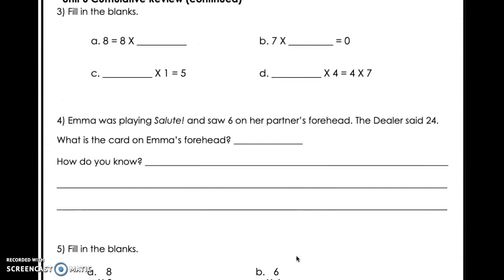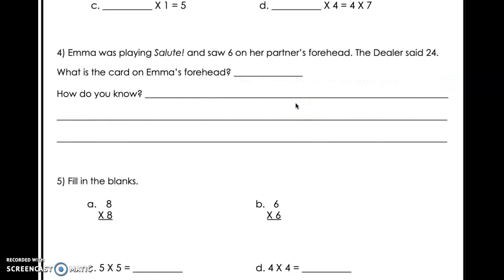Now we're moving on to the next one. It's just filling in the blanks. 8 times what is 8? 1. 7 times what is 0? 0. What times 1 is 5? 5. Now here, you see this equal sign? All the numbers on this side should be the same as this side. So I see a 4 here and a 4 here. I see a 7 here, so what should be here? 7. So this is the turnaround rule. 7 times 4 is equal to 4 times 7. That's what we call the turnaround rule.